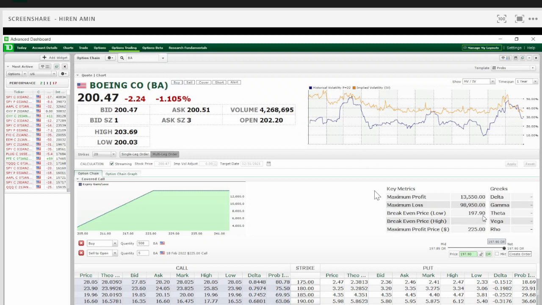So he's saying this is my max profit over here, 13,555. Max loss is 98,000. Basically, this is the total cost of the order at this time. If I were to buy 500 shares, and if Boeing were to go down to zero, then I'd be out 98 grand essentially. All right.